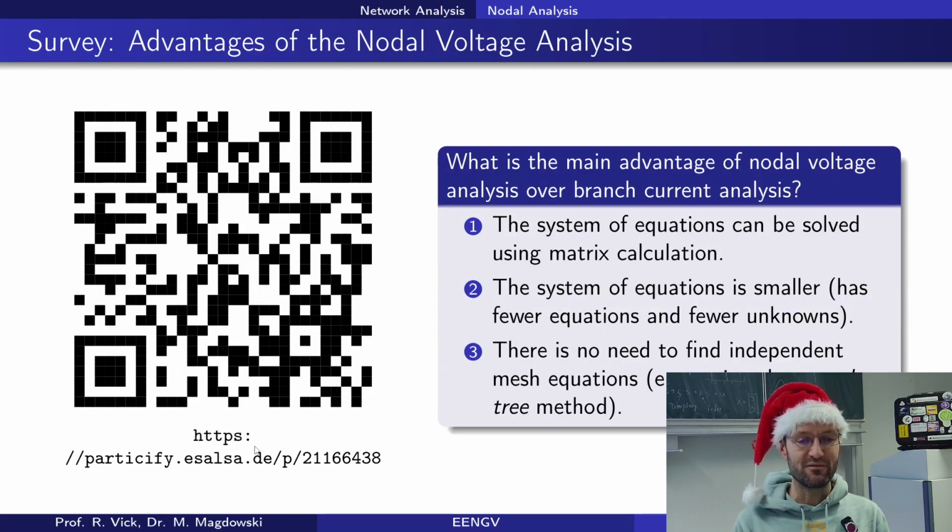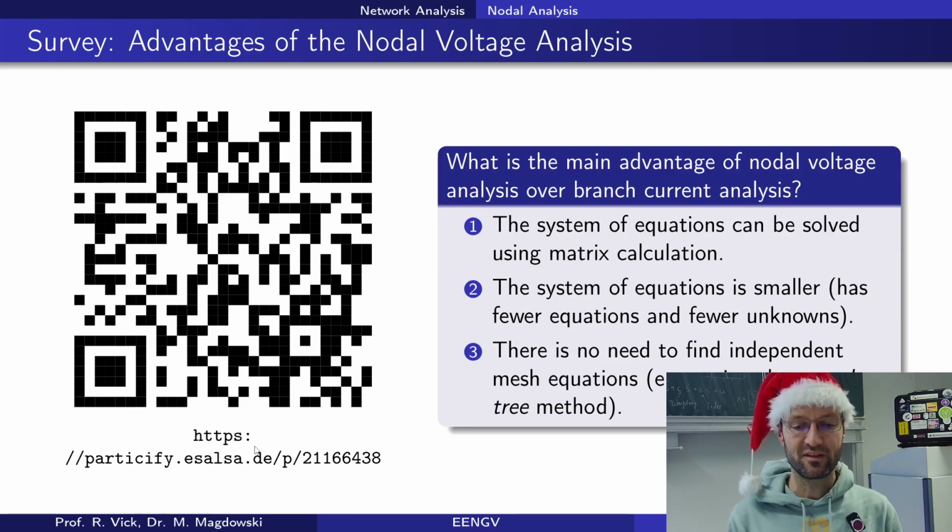What is the advantage, or what are the advantages of this nodal voltage analysis with respect to branch current analysis that you discussed in the last lecture? Is the system of equations solvable using matrix calculation, or is the system of equations smaller and has fewer equations and fewer unknowns than usual, or the main advantage, or one of the main advantages, that there is no need to find some independent mesh equations, for example, using this complete tree method?